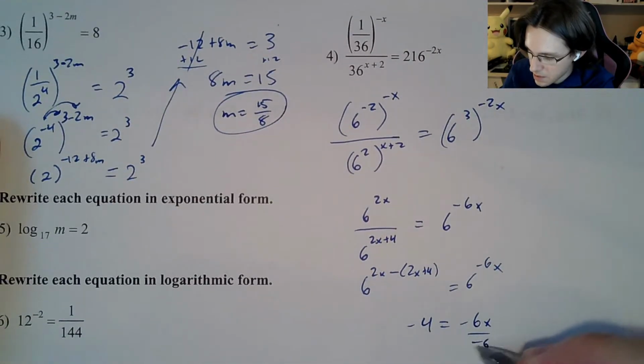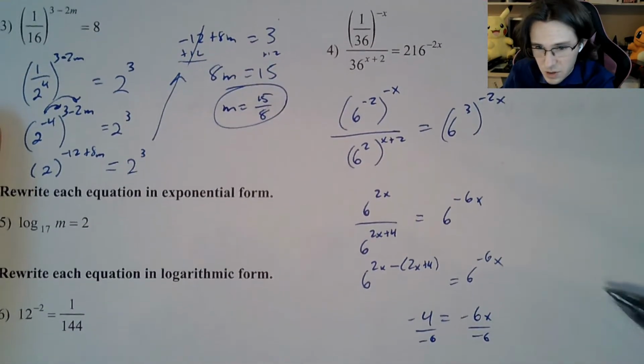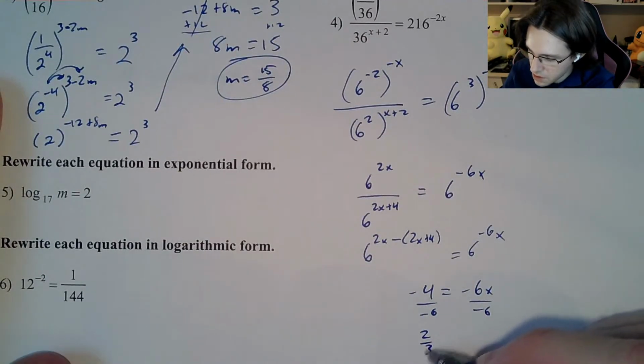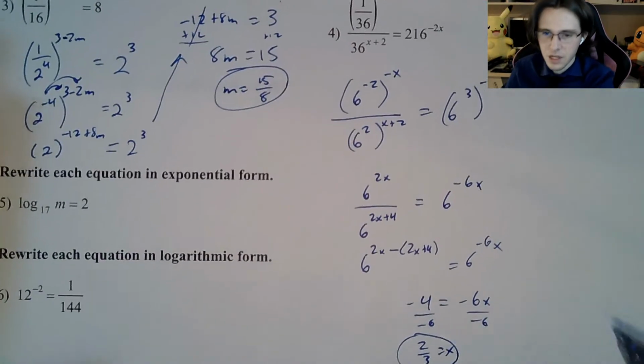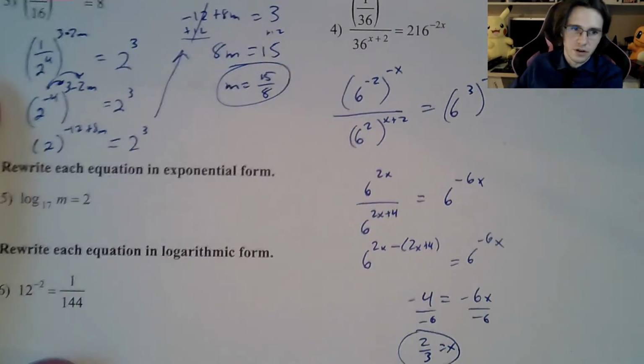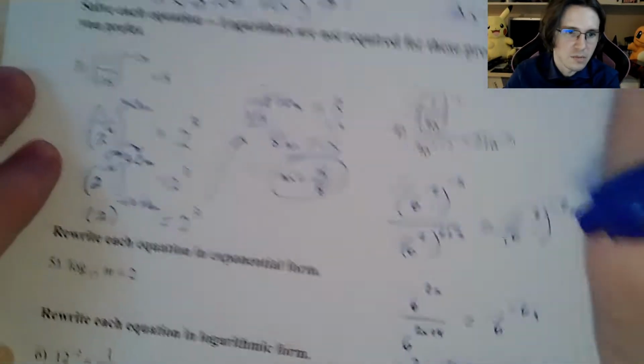Divide both sides by -6. And that reduces. Use your calculator if you need to. 2/3 equals x. You could have also just left it as -4 over -6. I still would have given you credit. That does not matter to me.